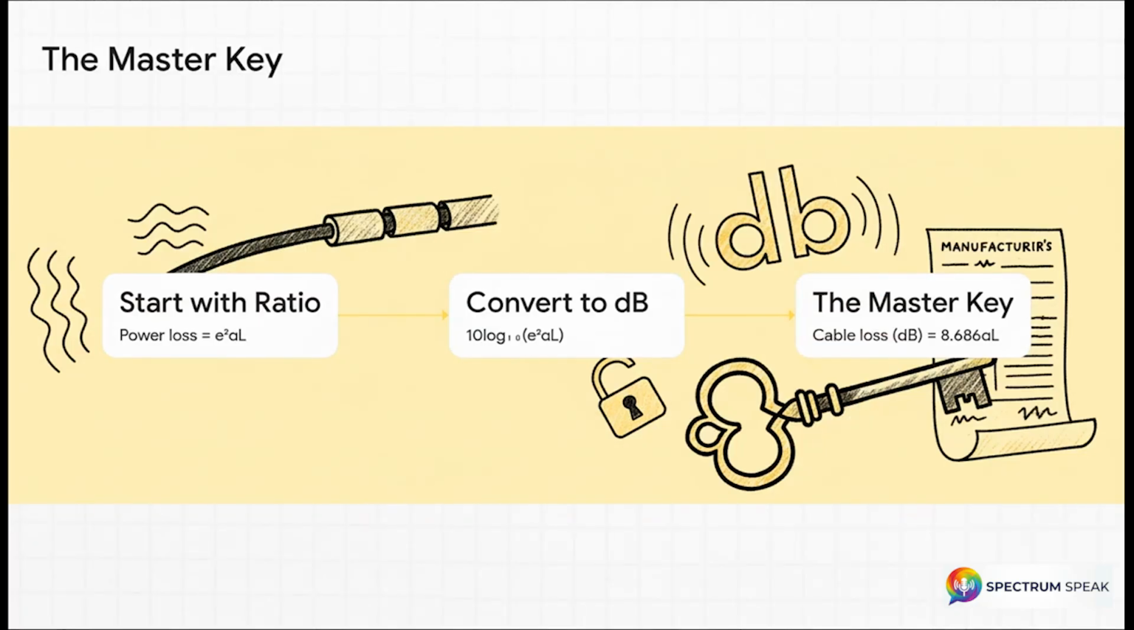But in our world, we love to work in decibels. So we take that ratio, we apply the 10 log base 10 rule for power, do a little bit of math, and we arrive at our master key. The cable loss in dB is simply 8.686 times alpha times the length. With this formula, we can unlock any manufacturer's spec sheet.